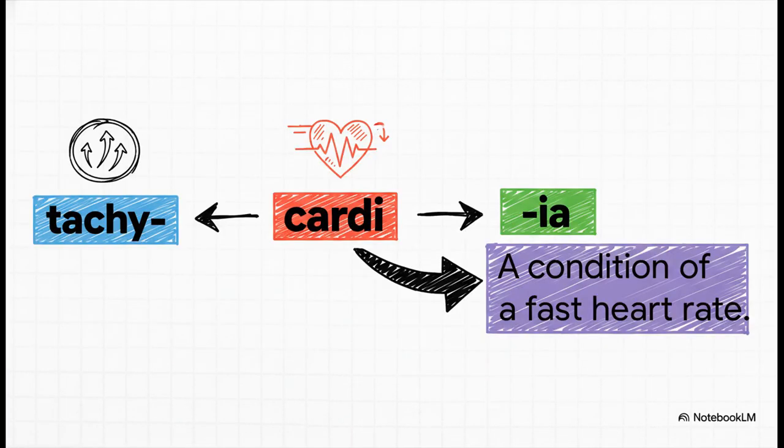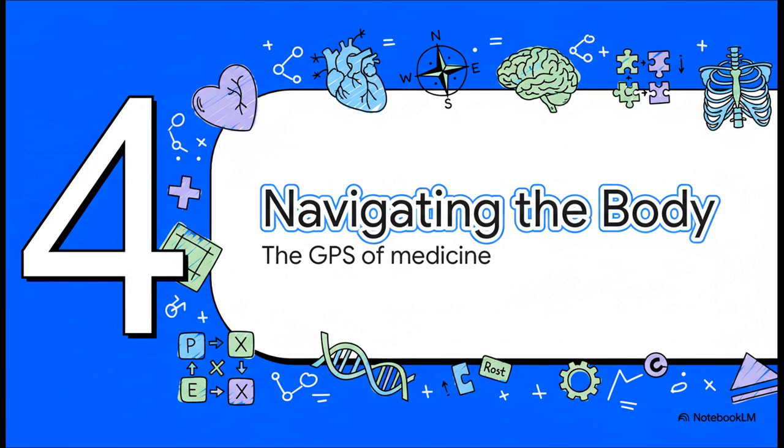Tachycardia. Okay, what do we see? Tachy at the front, that's fast. Cardi in the middle, that's heart. And that ia at the end, it just means a condition of. So put it together. A condition of a fast heart. See? The system just works. It's that simple.